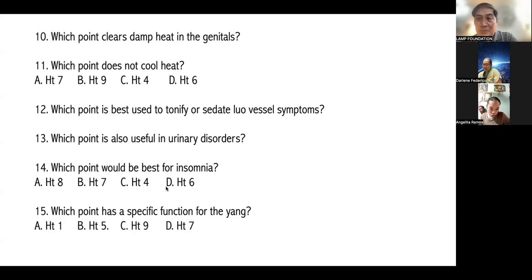Before we continue, you said the best for insomnia. So, that means there are other points that are good for insomnia. So, my question is, what kind of insomnia will you use heart 6 for? It says here, best, meaning there are other points that are also effective for insomnia. The best is only heart 7. But earlier, we made mention of heart 6. Do you think we can also use this for what type of insomnia?